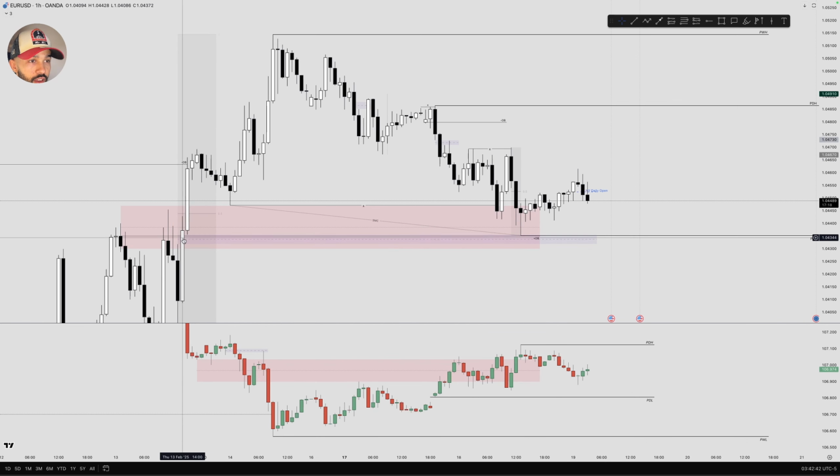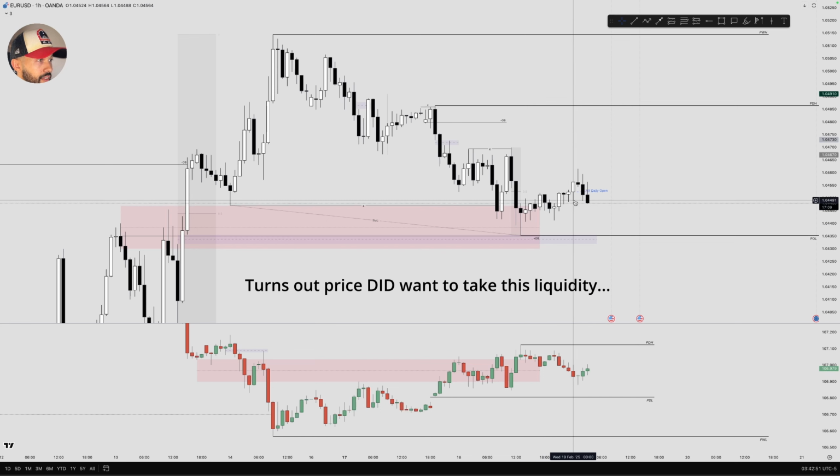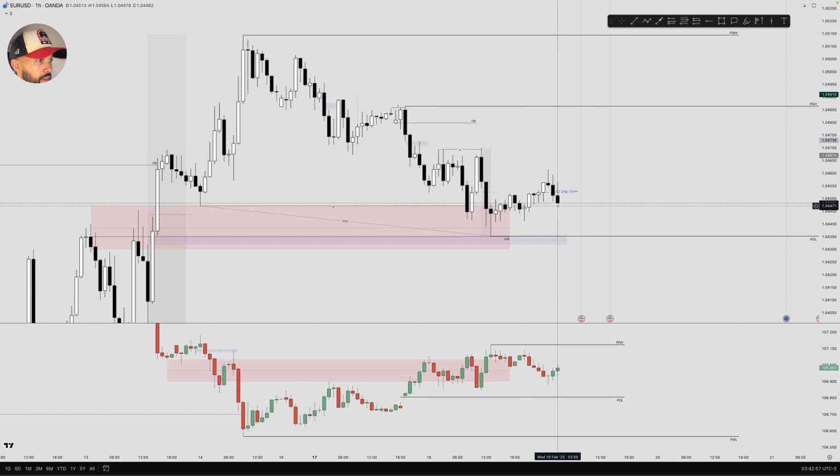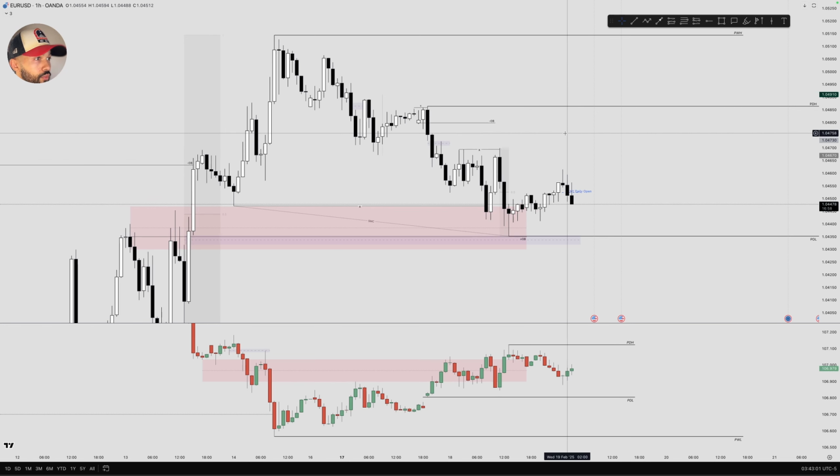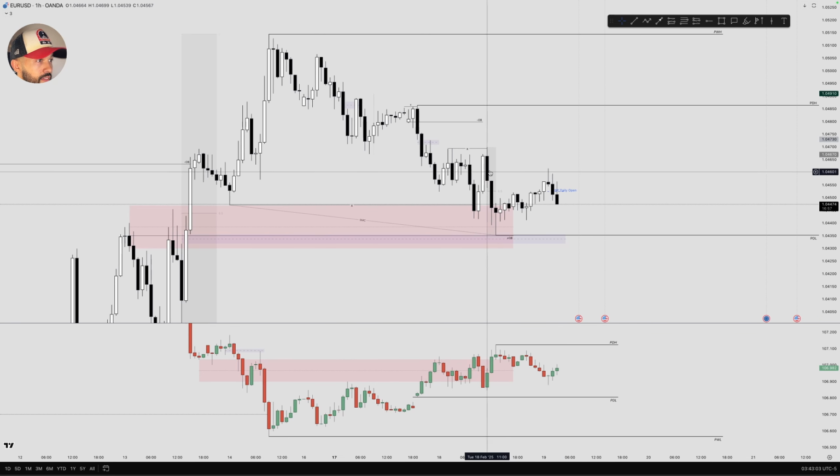We didn't mitigate our 1 hour fair value gap here. We don't really need to, but we'll see if price wants to go down further and maybe liquidate this liquidity before price moves on. We'll see, right? I don't hate this price action here because we needed to take out some of these lows to sponsor our possible move. So we're working within this hourly leg.